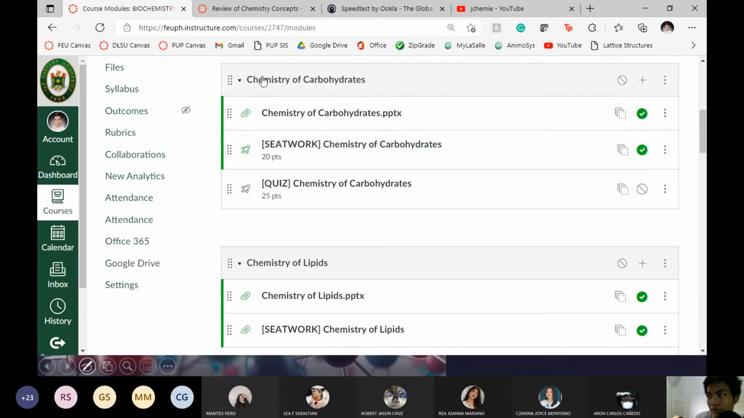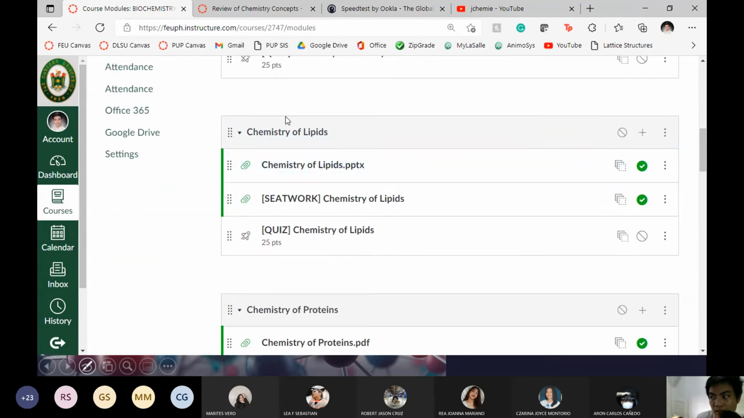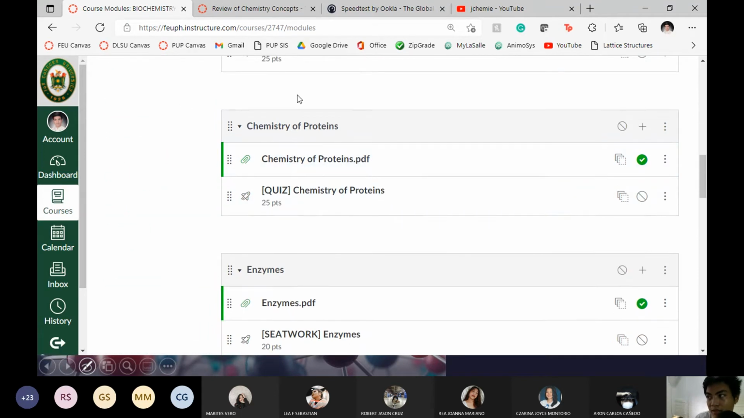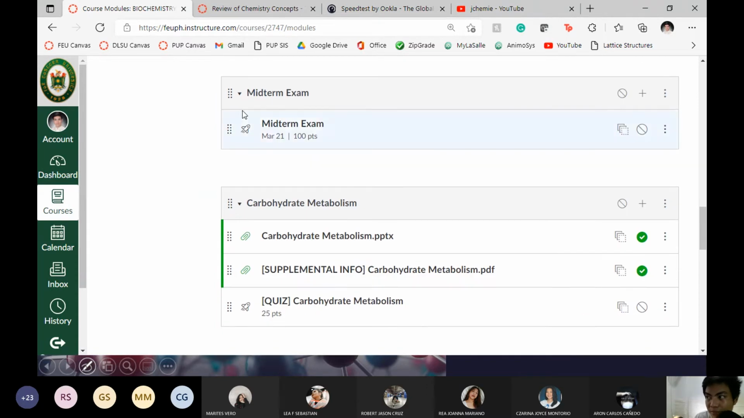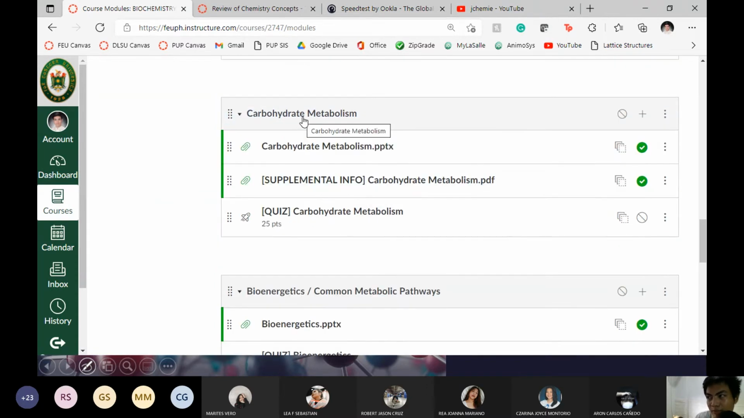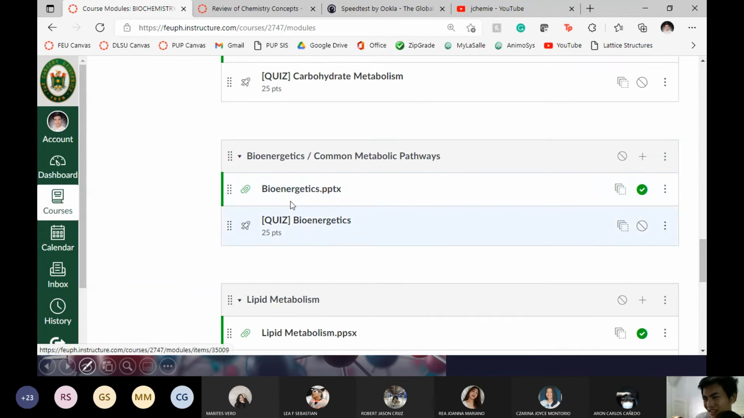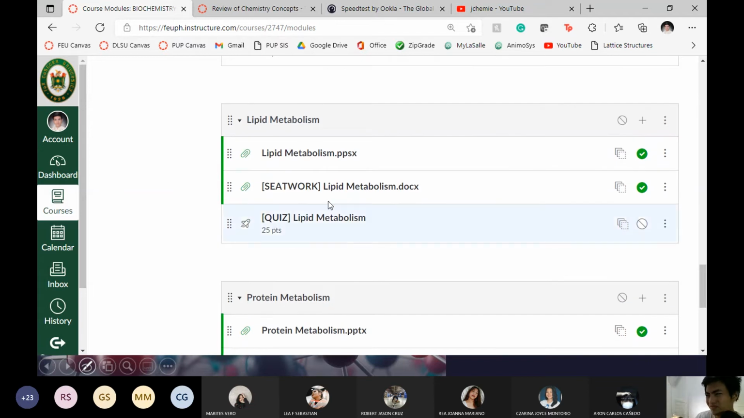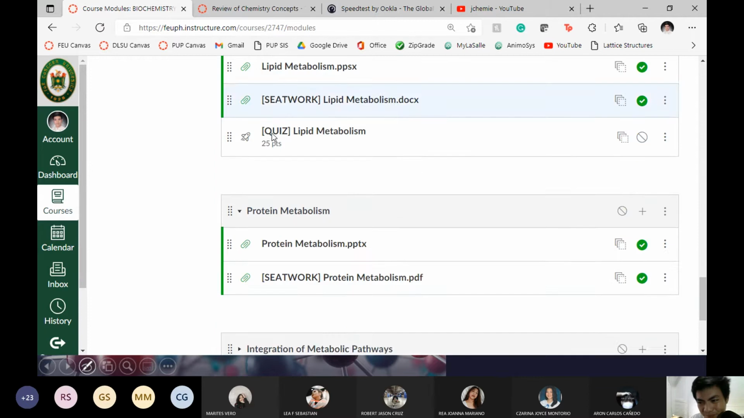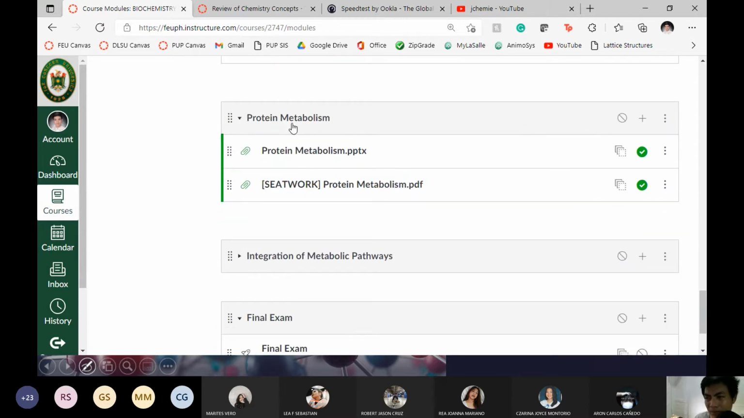Kung kailangan. And then we will start with the carbohydrates, medyo matagal 'yan. Followed by lipids, mabilis lang 'yan. And then proteins, medyo matagal, and the enzymes. And then we'll have the midterm, and then we'll have the carbohydrate metabolism, glycolysis, Krebs cycle, electron transport chain, and followed by bioenergetics. Ito yung computation ata to, no? ATP. And then the lipid metabs, and then protein metabolism.